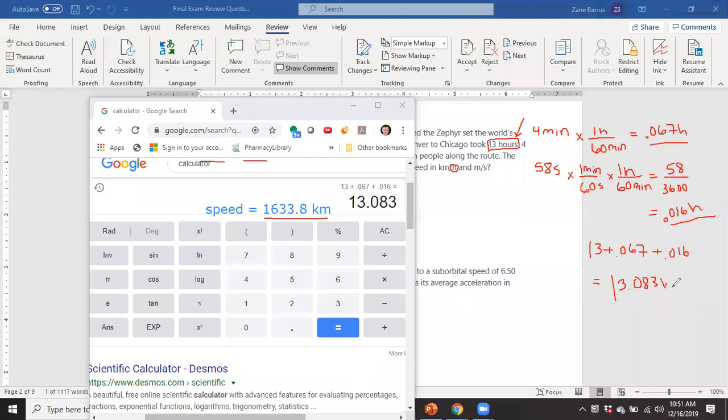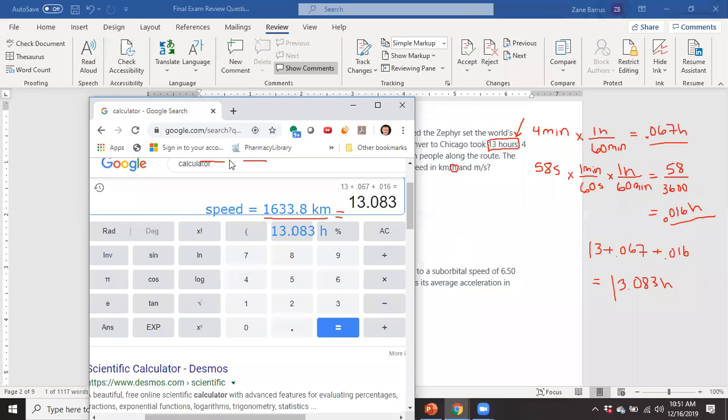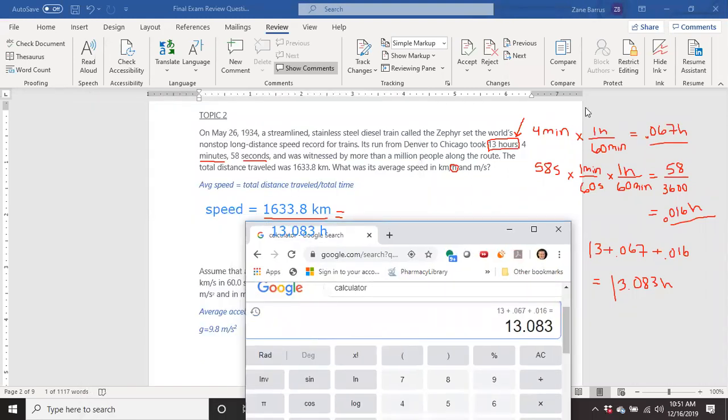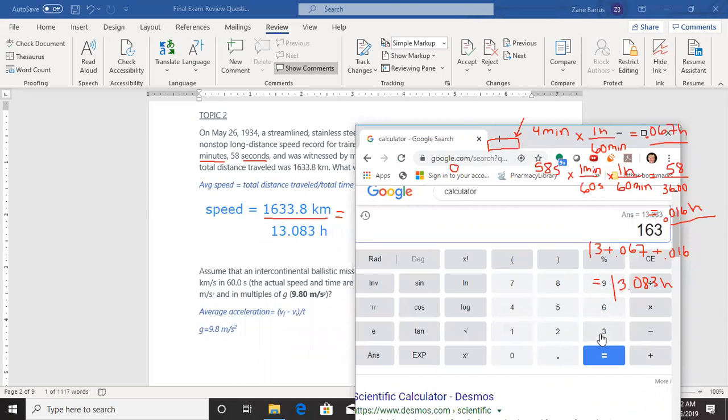Okay, so let's plug that in down here. 13.083 hours. If I take the quotient between those two units, that should get my speed in kilometers per hour. Let's clear our calculator. I'm going to type in 1633.8 divided by 13.083 hours. And I get about 124.88 kilometers per hour.